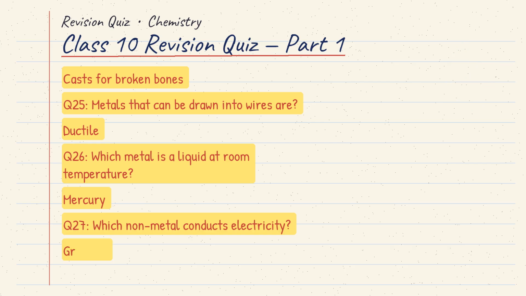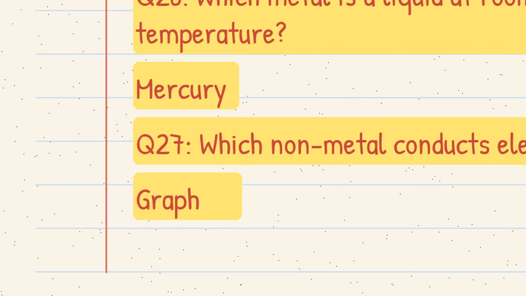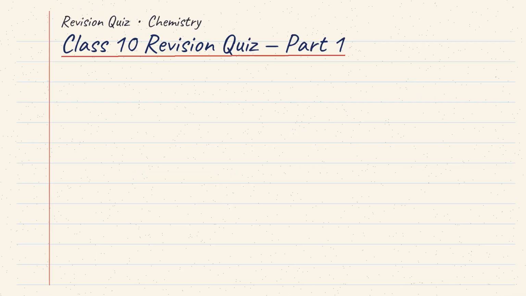The answer is graphite. It is an allotrope of carbon. Question 28. Metal plus oxygen gives a? Pause and think.